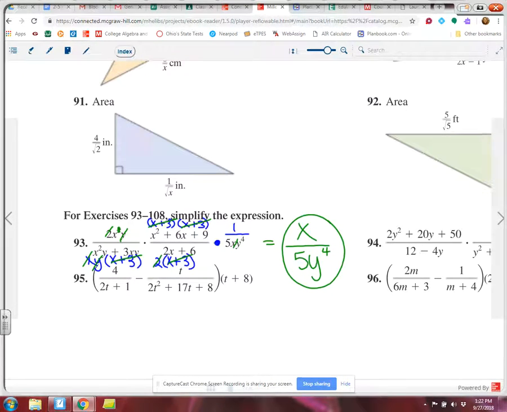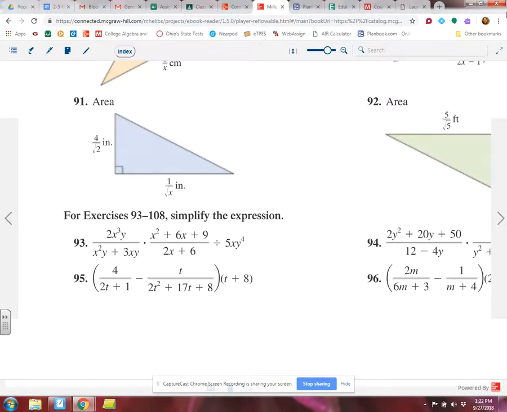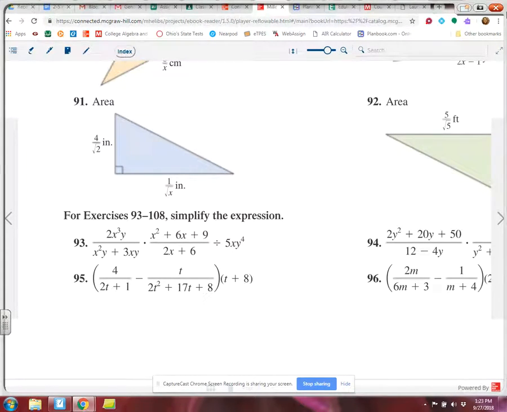Okay. Let's come down here and try 95 then. This is going to take us a minute. Okay, so I'm going to get rid of all this. Now you'll notice that the first part's in parentheses, so I need to do that subtraction first. And then I'm going to multiply it by that t plus 8. Yep, I am going to factor first. This part down here.